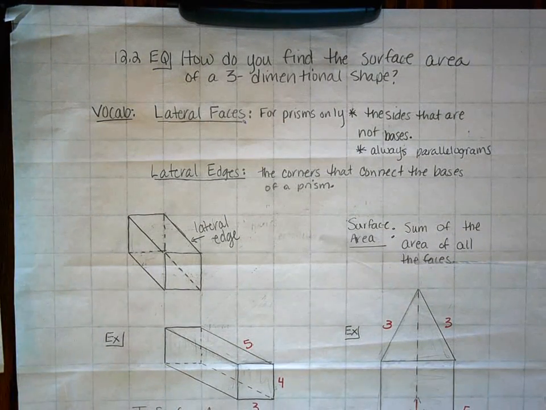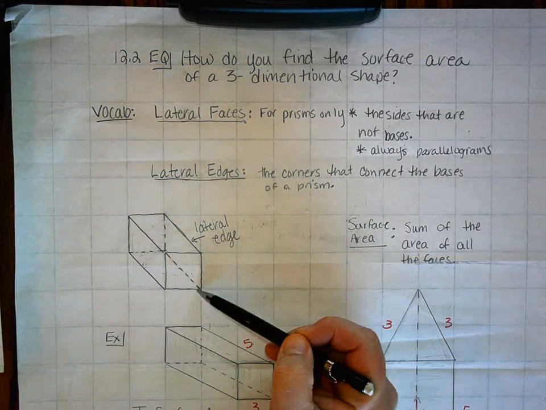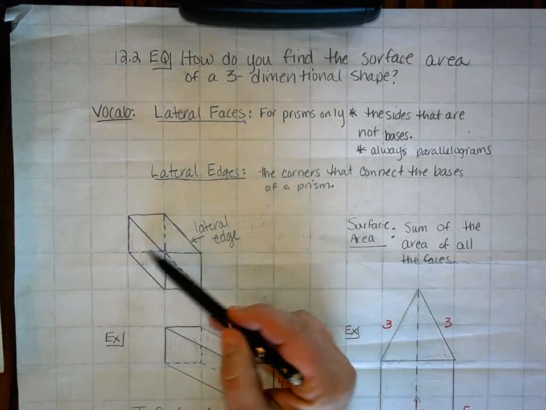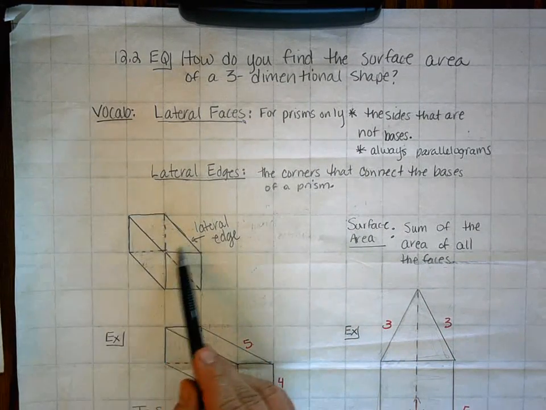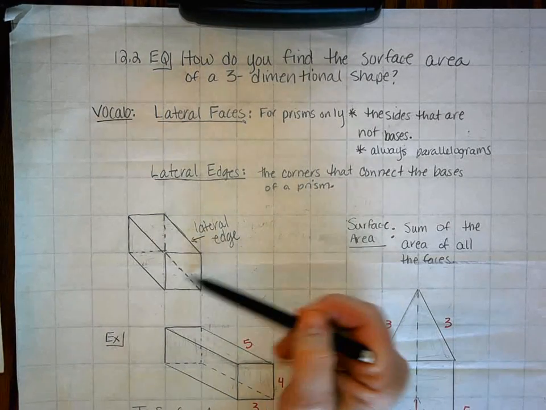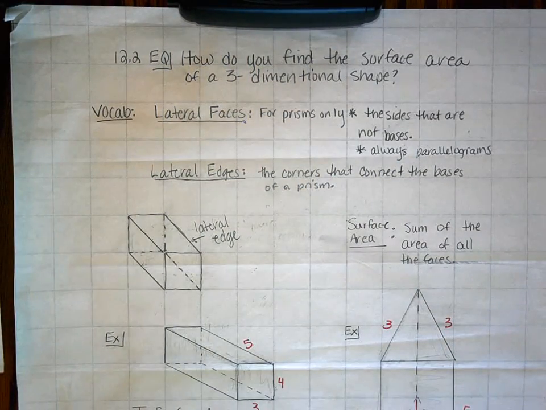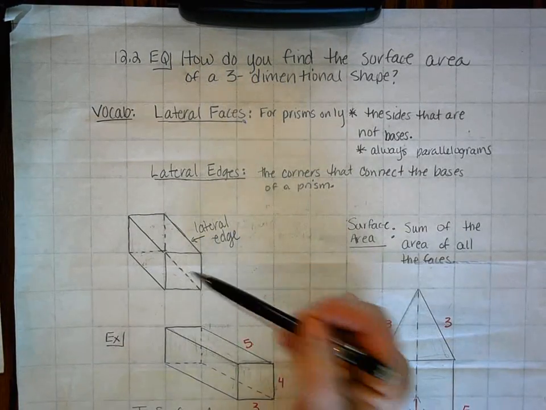The lateral faces, we're talking about only prisms, are the sides that are not bases, so they're always parallelograms. In this first example right here, we have a square prism that I've drawn, and the lateral faces are the top, the bottom, and both sides. They go around the shape, okay? And they are perpendicular to the bases, okay?